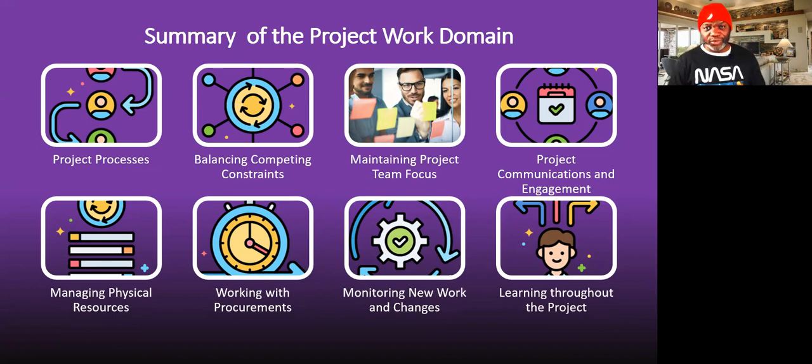Balancing competing constraints. That's the whole of the monitoring and controlling process group. Maintaining project team focus. That is direct to manage project work. That is acquire, develop, manage team, but really more of the manage team piece. Managing physical resources is more of control resources. I hope you're feeling more comfortable now.